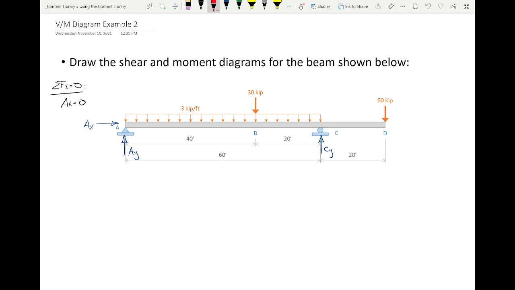Now, let's talk about this distributed load. I have 3 kips per foot applied over how far? 60. So if I wanted to collapse that into a single point load, how much would it be? 180. And how far away from point A? 30. So this right here would be an idealization of that point load.